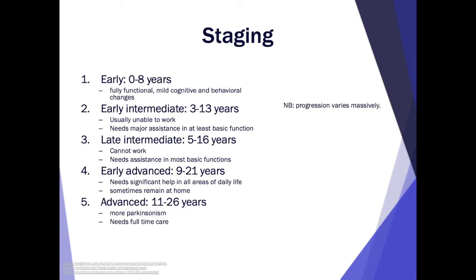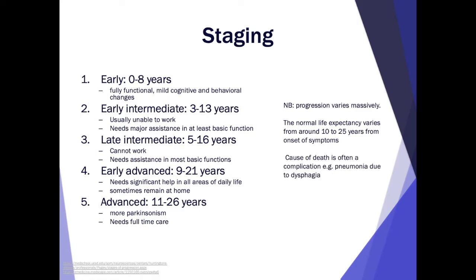And the normal life expectancy can vary from anything from 10 years to 25 years after symptoms begin. And the cause of death is often, unfortunately, due to a complication. So while you may not die from the brain atrophy, not being able to swallow properly or breathe properly might, for example, lead to pneumonia.